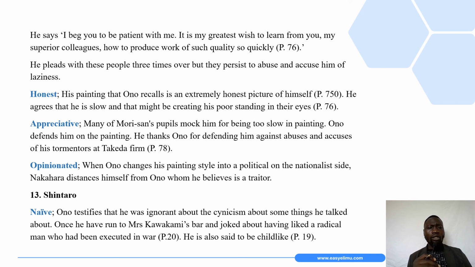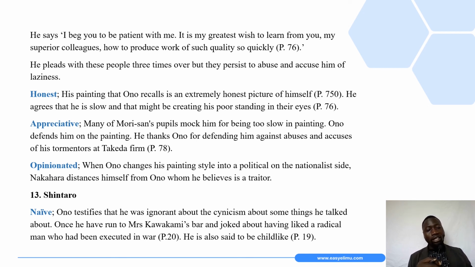We are told that many of Morisan's pupils mock him for being too slow in painting, but Ono defends him on the painting, and he thanks Ono for defending him against abuses and accuses of his tormentors at Takeda Farm. So he is also opinionated. That is, when Ono changes his painting style into a political one on the nationalists' side, Nakahara distances himself from Ono, whom he believes is a traitor.